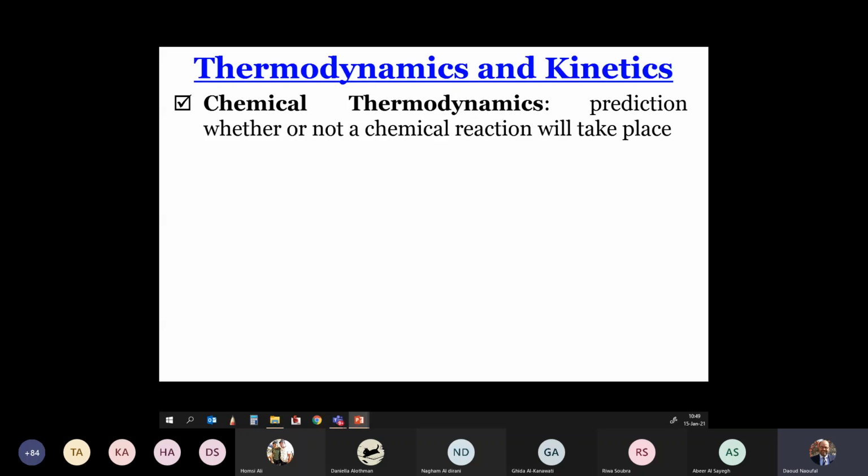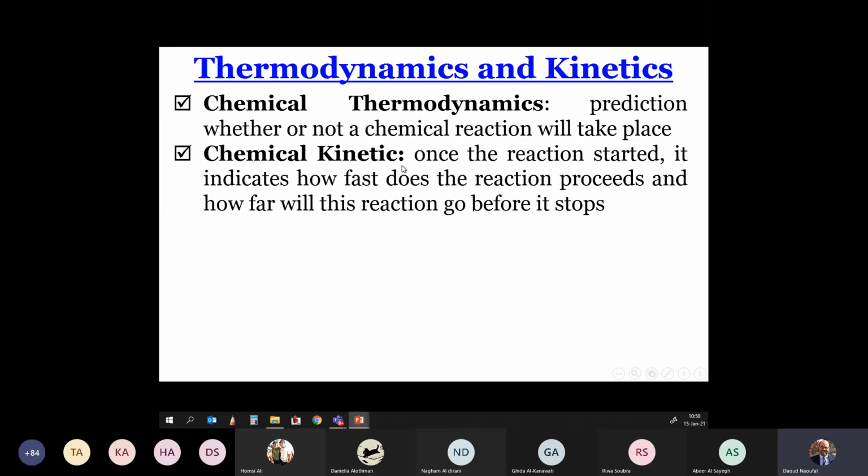Then we transformed delta S of the universe to delta G of the transformation, and if delta G is negative, our transformation is spontaneous. So the objective of chemical thermodynamics is the prediction of whether a chemical reaction occurs spontaneously or non-spontaneously, or in other words, whether a chemical reaction is possible or impossible at certain given conditions.